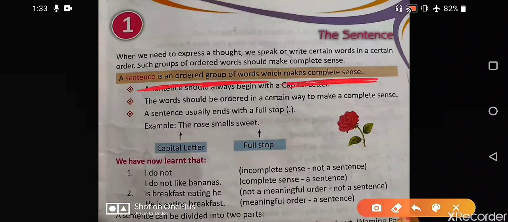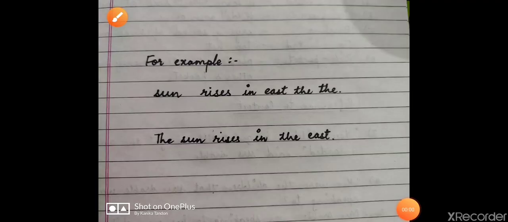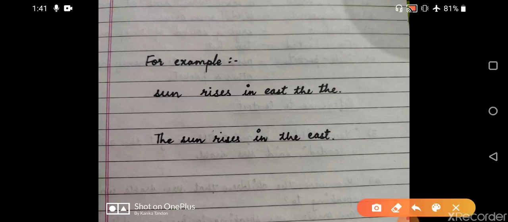So there are 2 things now. One thing, that the group of words should be in an order. And another thing is that those group of words should make a complete sense. To make you understand better, I have taken a random example. I have taken some words. Those are sun rises in east the.